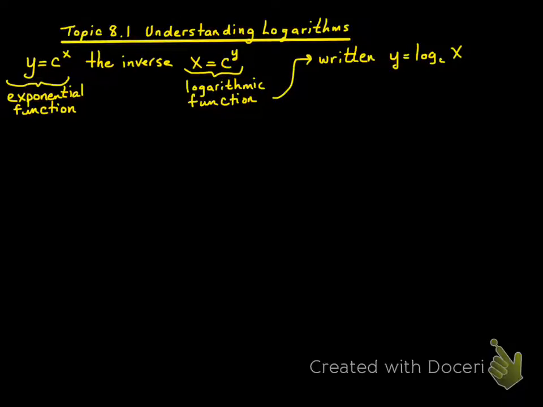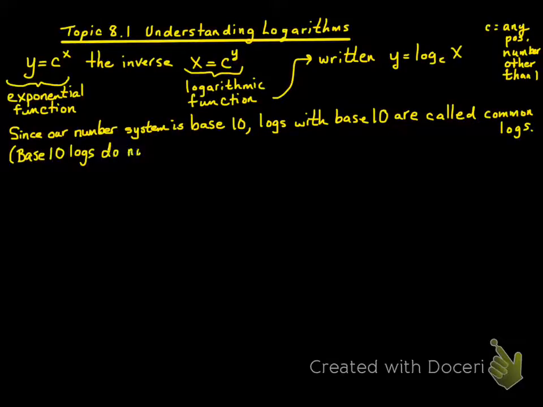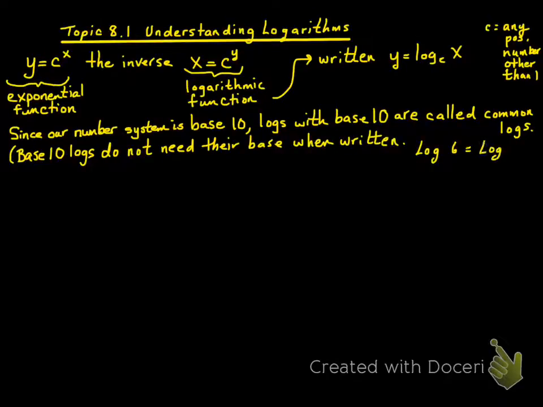This is written as y equals log base c of x, where c is any positive number other than 1. Since our number system is base 10, logs with base 10 are called common logs. Base 10 logs don't need their base written. For instance, when you see log 6, that means log base 10 of 6.